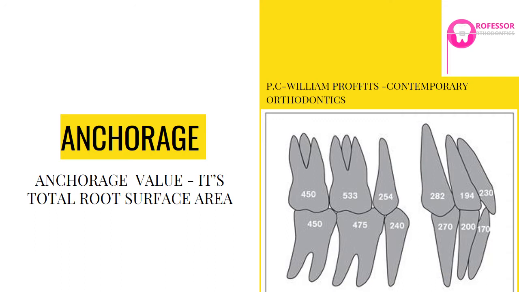Now every root has a surface area. The greater the surface area, the greater the anchorage value of the tooth. So anchorage value is defined as the total root surface area. Obviously, if you have larger roots, if you have multirooted teeth, and if you have a greater number of teeth, you're increasing the anchorage value of the anchorage unit.